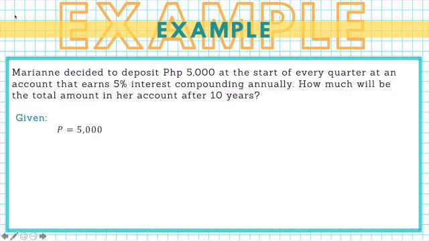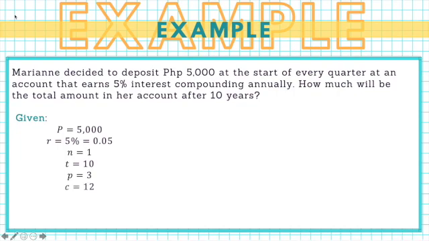So our periodic payment is 5,000 pesos. Our rate of interest is 5% or 0.05. Our number of compounding periods per year is 1 since it compounds annually, or once a year. The time is 10 years. The small letter p is 3 since every quarter is the same as every 3 months. Okay, you are paying every 3 months.